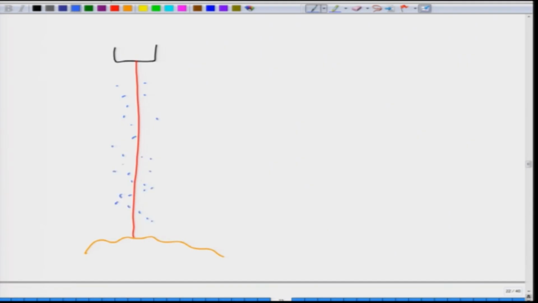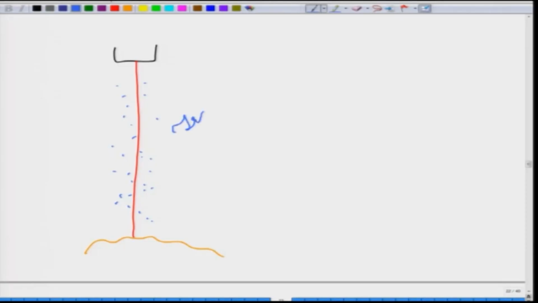Now, suppose the wavelength of the laser is such that it interacts with the medium in such a way that it gets absorbed. In that case, your laser beam will not be able to reach the surface. So, you want a particular wavelength at which the medium is transparent. So, that is the first requirement.